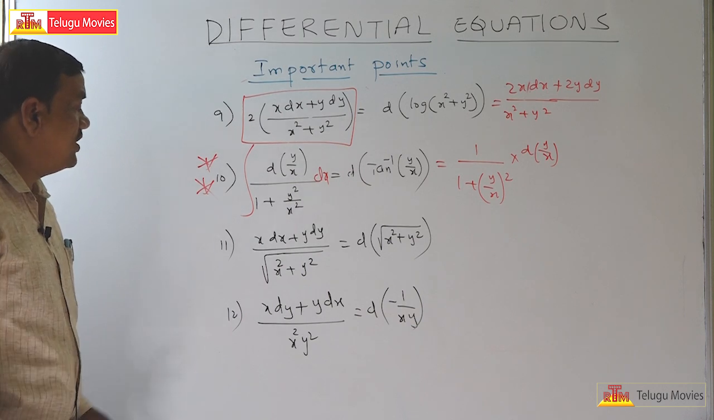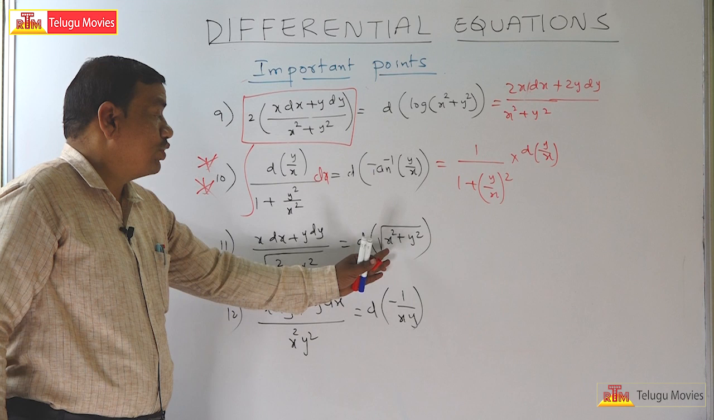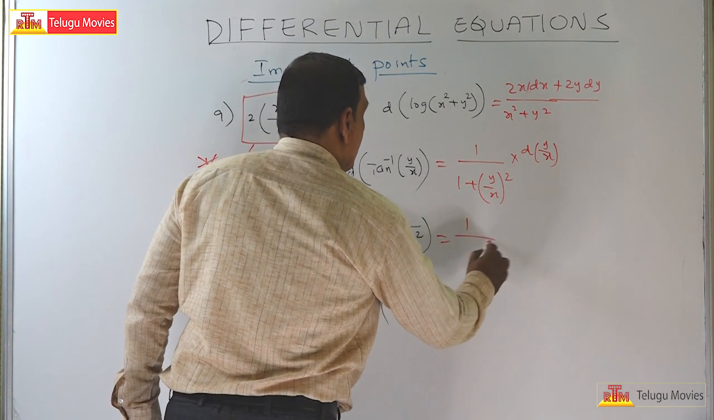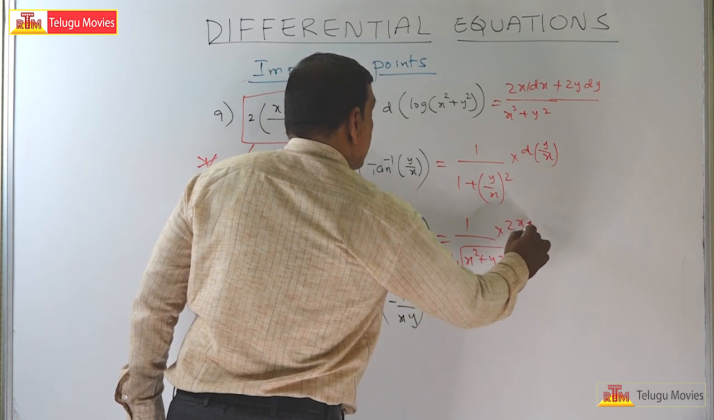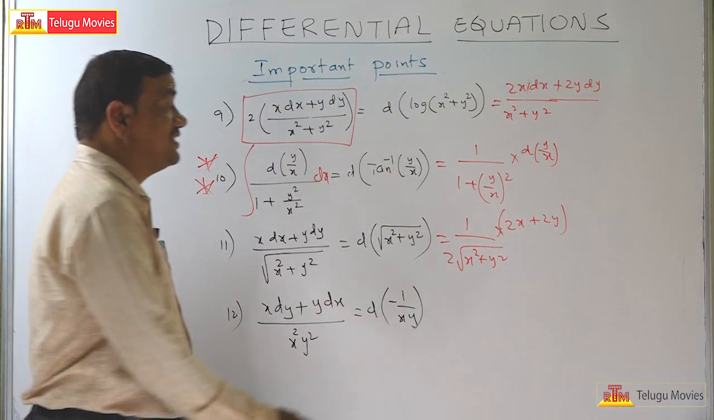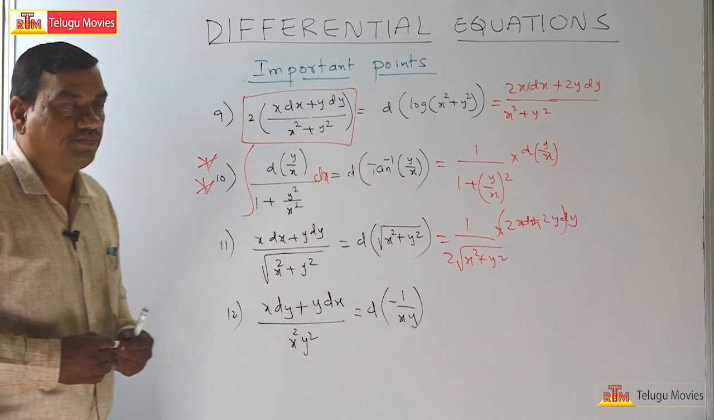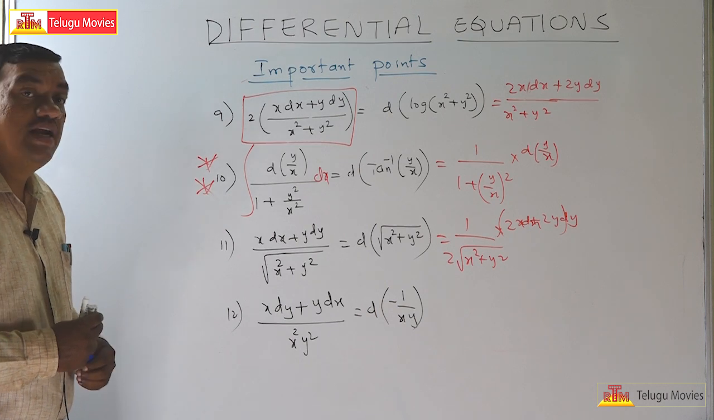So this is also here, x dx plus y dy by root of x square plus y square. Here the derivative of root of x square plus y square is 1 by 2 root of x square plus y square into 2x plus 2y. Okay now? Take 2 common outside. So 2x into dx, 2y into dy. Differentials you have to take. If you take 2 common outside and you cancel it, then you will get the answer.